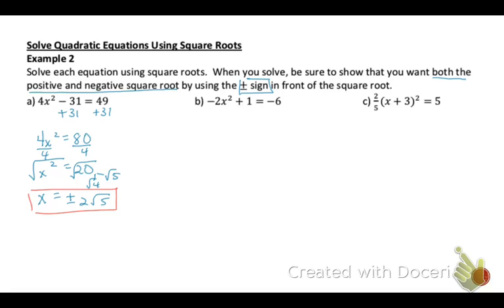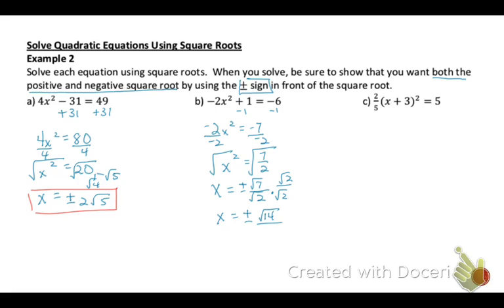So we can start in very much the same way. We're going to subtract 1 from both sides. So negative 2x squared equals negative 7. Then divide by negative 2. x squared equals 7 halves. We can take the square root of both sides, so x equals plus or minus, and then we can split up that square root, so it's the square root of 7 over the square root of 2. I want to rationalize my denominator, so I'm going to multiply both the denominator and the numerator by the square root of 2. So my final answer is plus or minus the square root of 14 over 2.